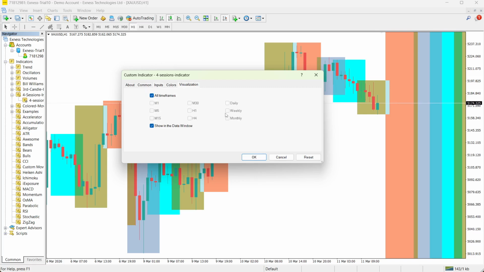Color and style settings allow you to assign different colors and transparency levels to each session so you can distinguish them clearly without obscuring price candles. Visibility options can include toggles to show or hide specific sessions or to apply the shading only on certain days or time frames if desired.